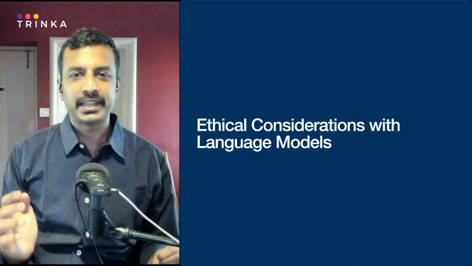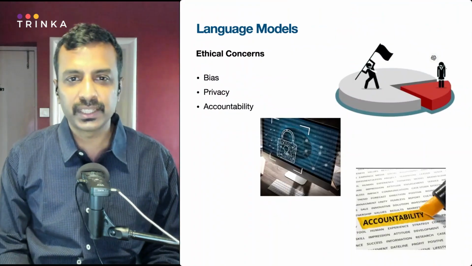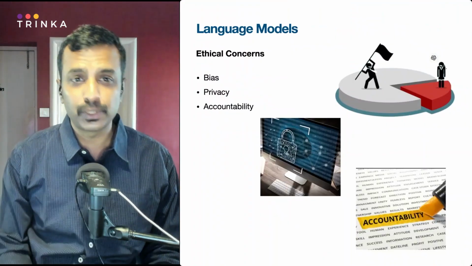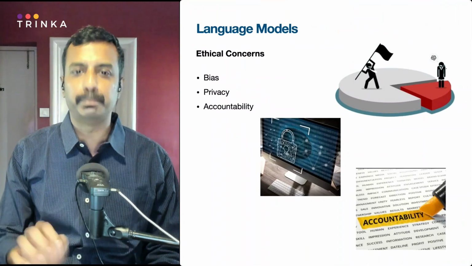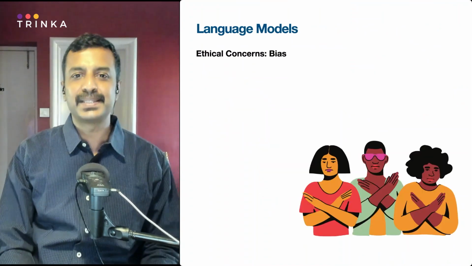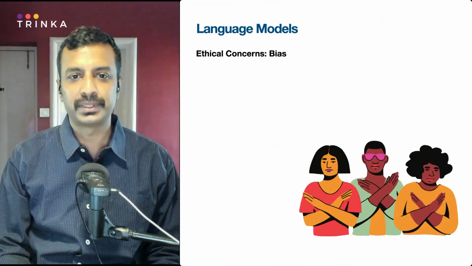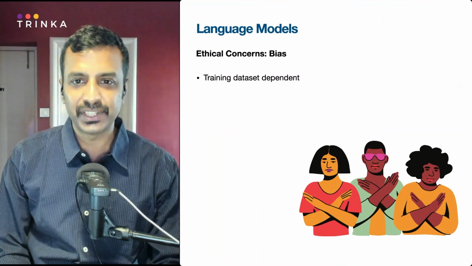It's time to discuss some ethical considerations with the use of language models. As with any technology, the use of language models raises a number of ethical concerns that must be addressed. Some of the most significant ethical considerations include bias, privacy, and accountability. Bias is a major concern when it comes to language models. They are only as unbiased as the data that they are trained on.